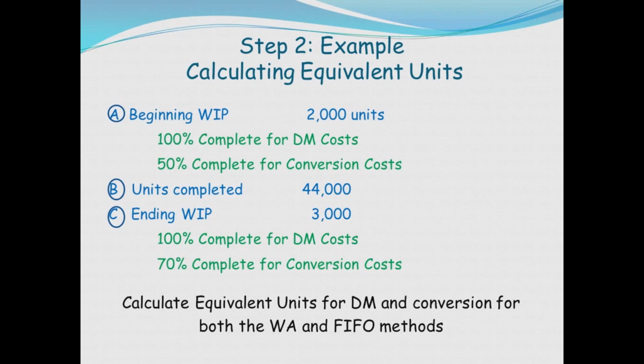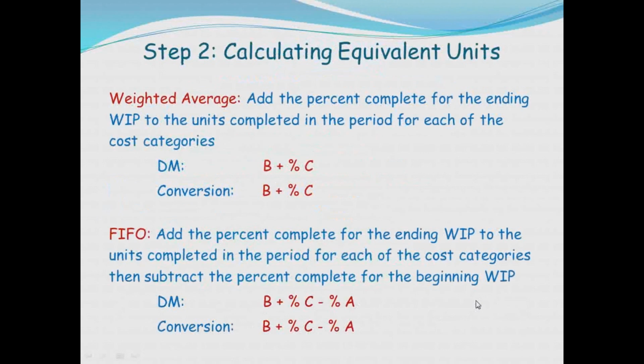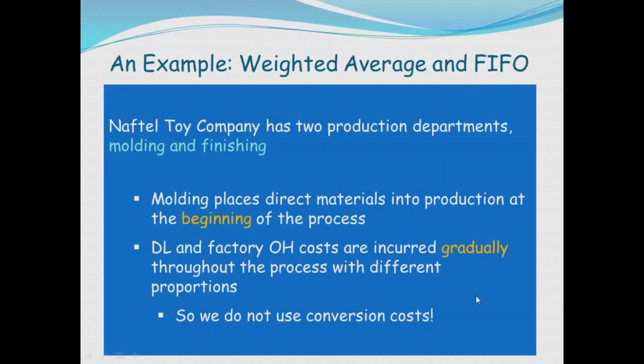Now let's do it with an example. The Naftel Toy Company. This is an example from the text. It's about 10 pages in the text we're going to consolidate. Okay, so Naftel is a toy company. They have two departments, molding and finishing. So it's a process because they just take some raw material, put it into a mold, press it. Then they probably have to get rid of some rough edges in finishing and get it packaged and get it out of there.